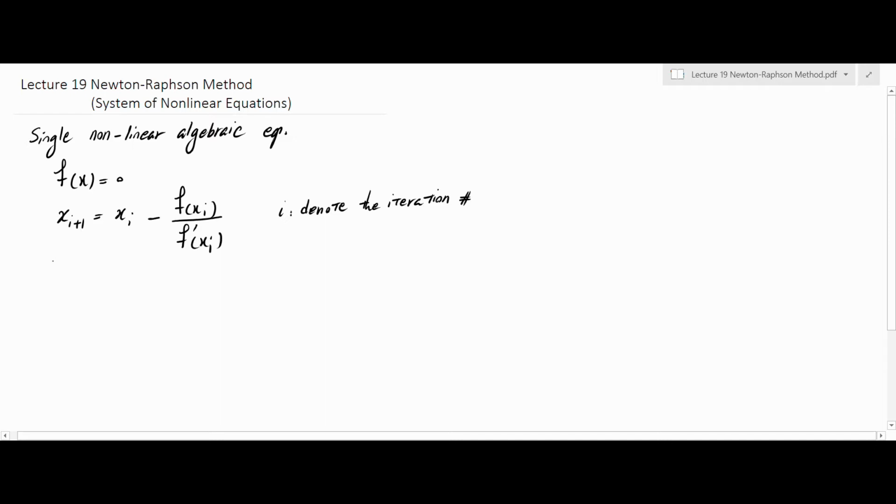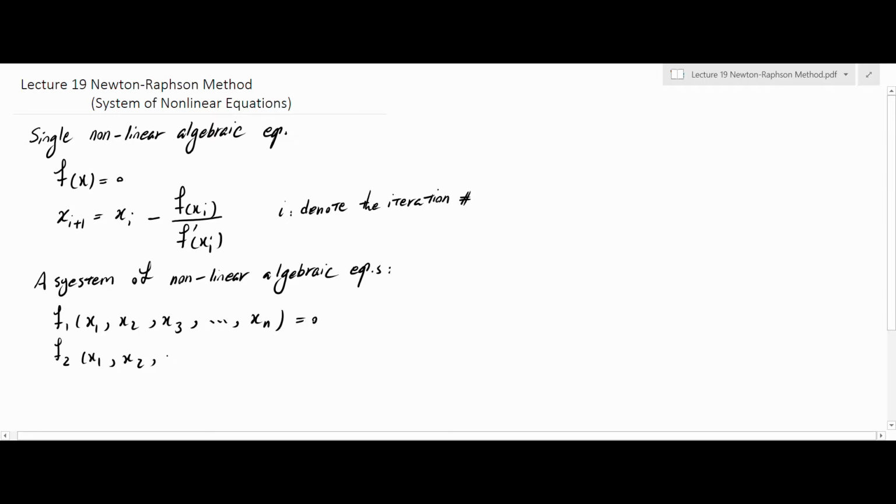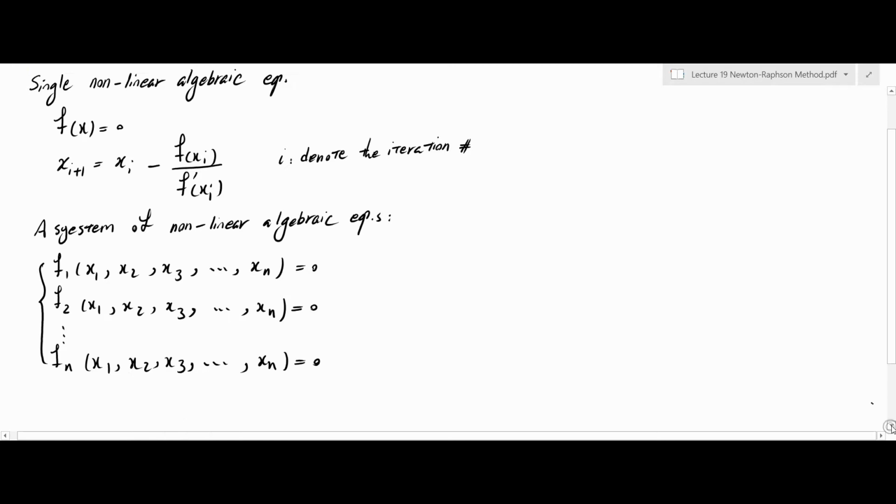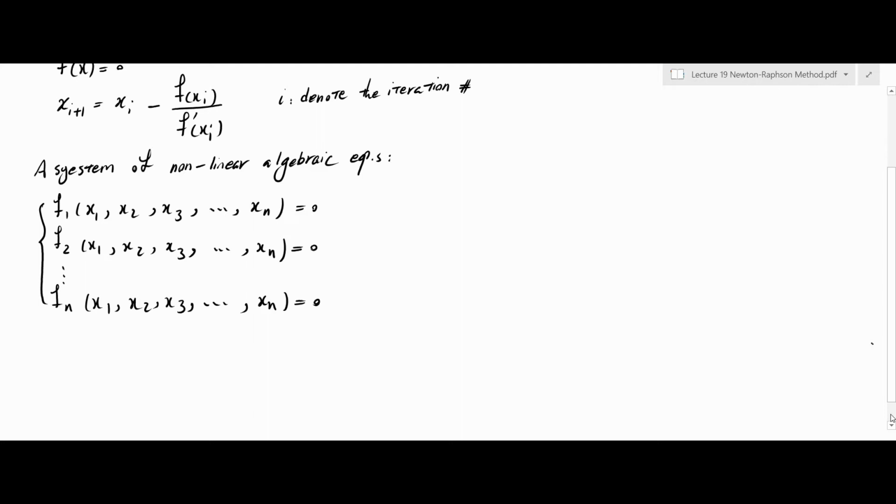Now, if you want to move on to a system of nonlinear algebraic equations, it will take the following form. So this is the most general form of a system of nonlinear algebraic equations with n equations and n variables. But to give you a better understanding of a system of nonlinear equations, let's solve an example from your textbook.